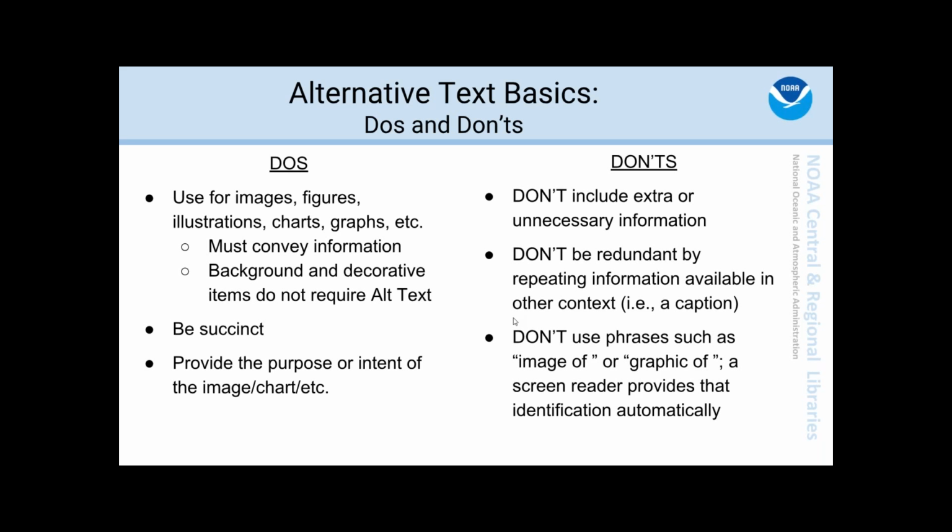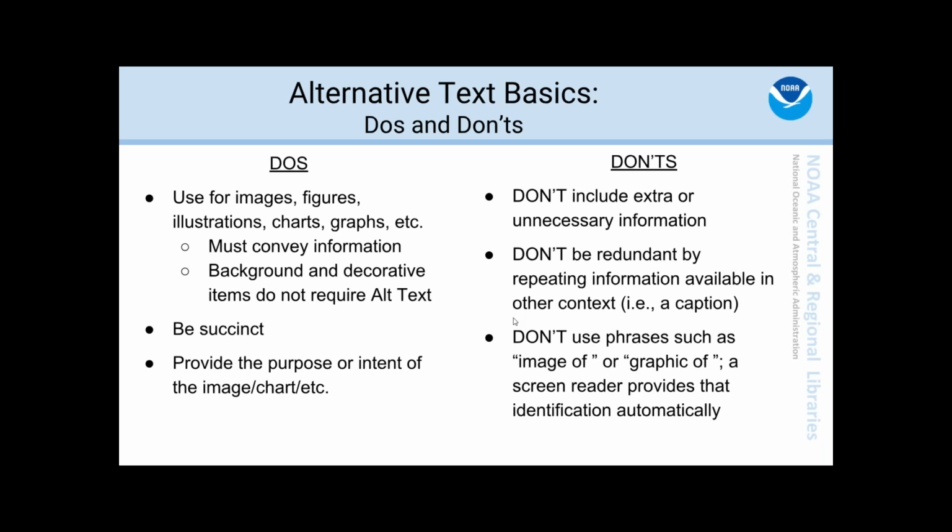Ideally, alt text is going to be succinct. We want to try to be as concise and precise as we possibly can be when we're describing an image. And we want to make sure we're providing the purpose or intent of the image. So instead of providing alternative text that goes into a long-winded description of a process or something, we want to really focus on what the image is portraying itself.